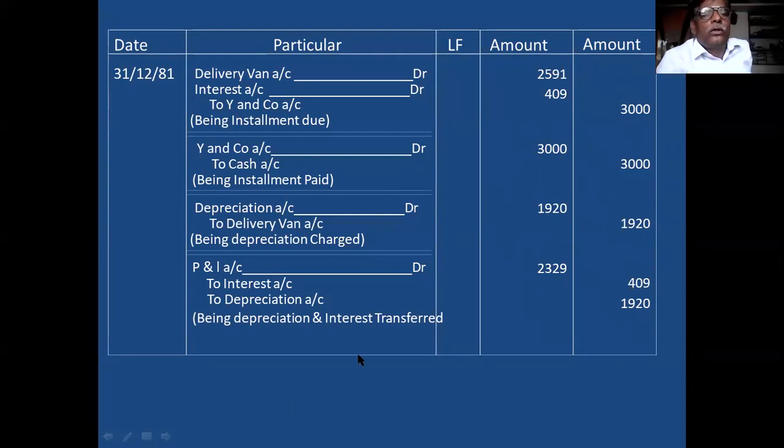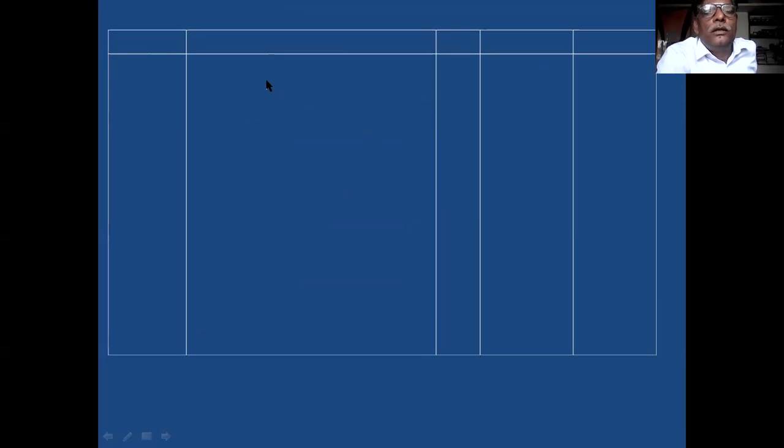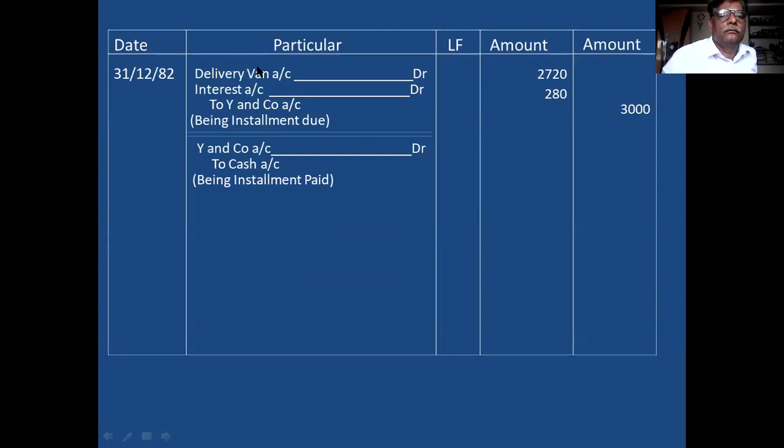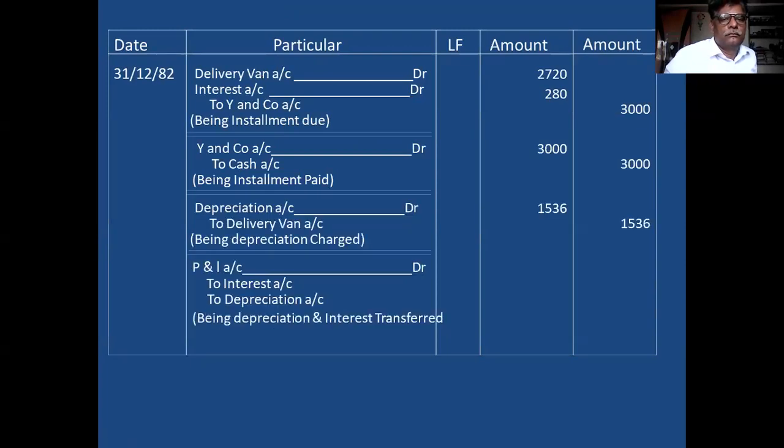Then come to the fourth year. In the fourth year again you write 4 entries. These are the 4 entries. Same entries you write. Fill the amount of fourth year.